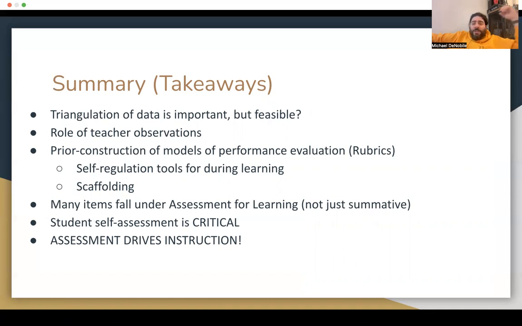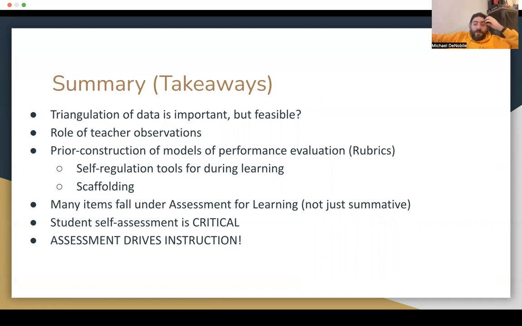Prior construction of models of performance evaluation. Rubrics are important because rubrics are self-regulation tools for learning. They provide scaffolding for anything that requires a rubric. So for example, in this course, I don't know if many of you noticed that you have access to rubrics for the majority of the assignments that are there for you. So you know exactly the expectations of what demonstrates mastery for any specific task.